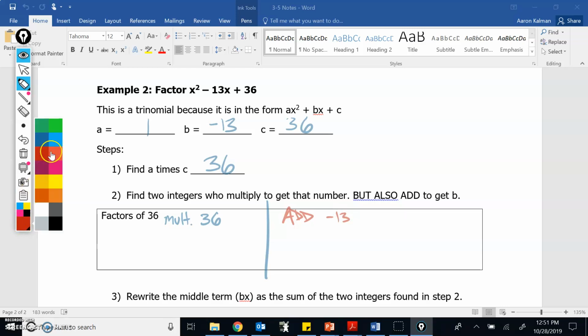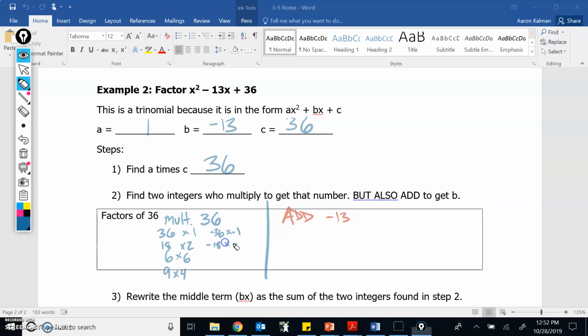And here's where the integers come into play. Let's think about factors of 36. Of course, we got 36 and 1. We can do 18 times 2. We can do 6 times 6. We can do 9 times 4. We can also do the negatives of those. Negative 36 times negative 1. Negative 18 times negative 2. Negative 6 times negative 6. And negative 9 times negative 4.